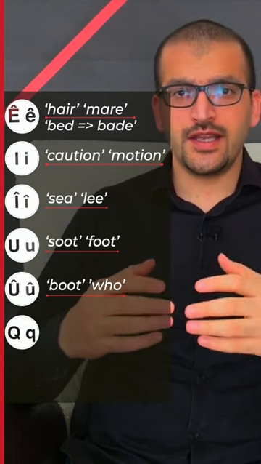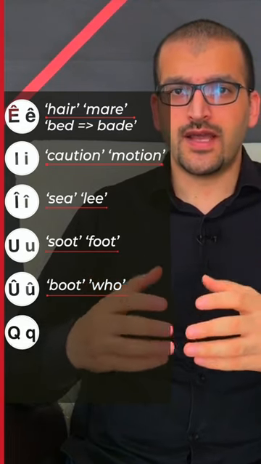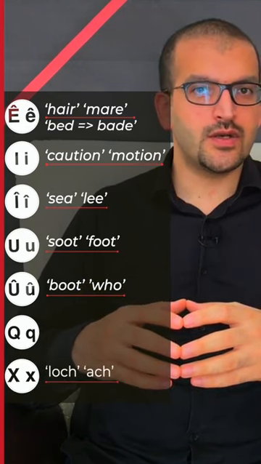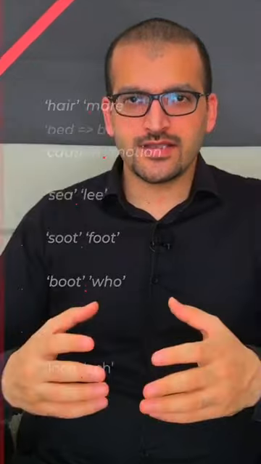Q, like K but far back on the soft palate. Last different one, G, as in Scottish loch and the German ach. In the next part, I'll show you sample words for these letters.